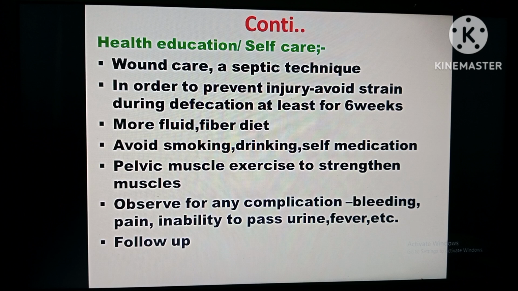Follow-up is a must, along with whatever investigations the doctor is advising. So I hope, students, you understood BPH. It is very important. When it comes to nursing management, as a student, it is your responsibility. You have to refer to the book and note down standard nursing diagnoses.